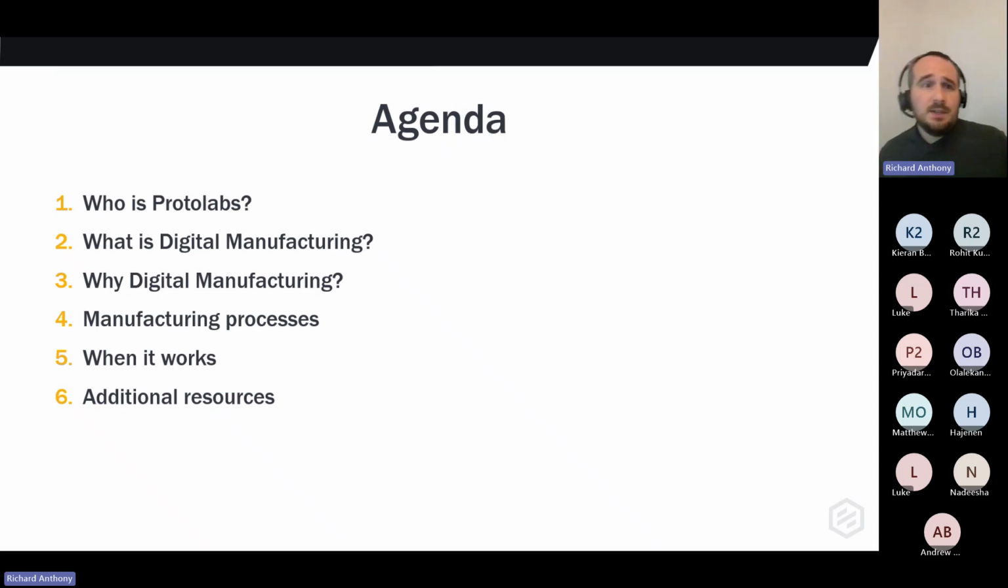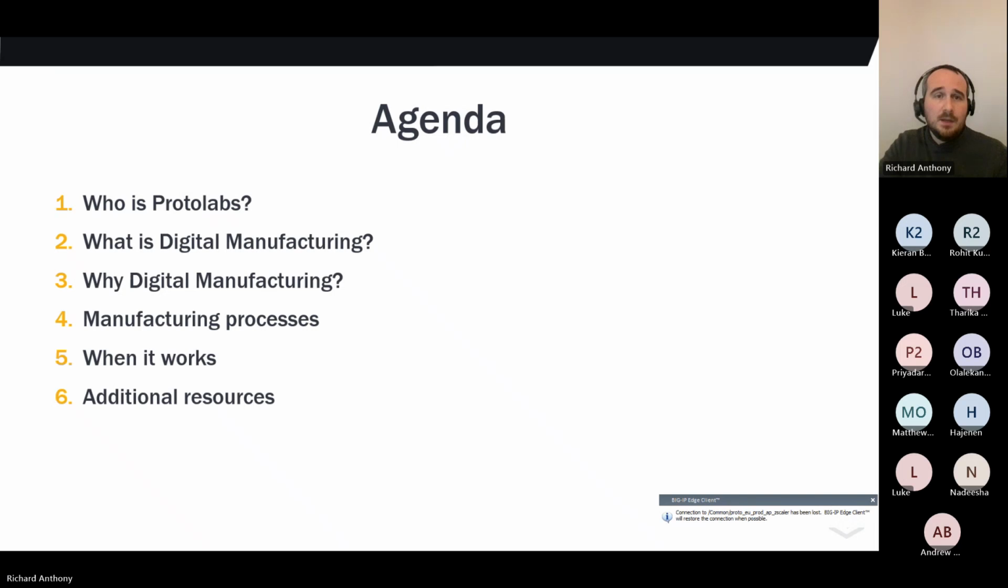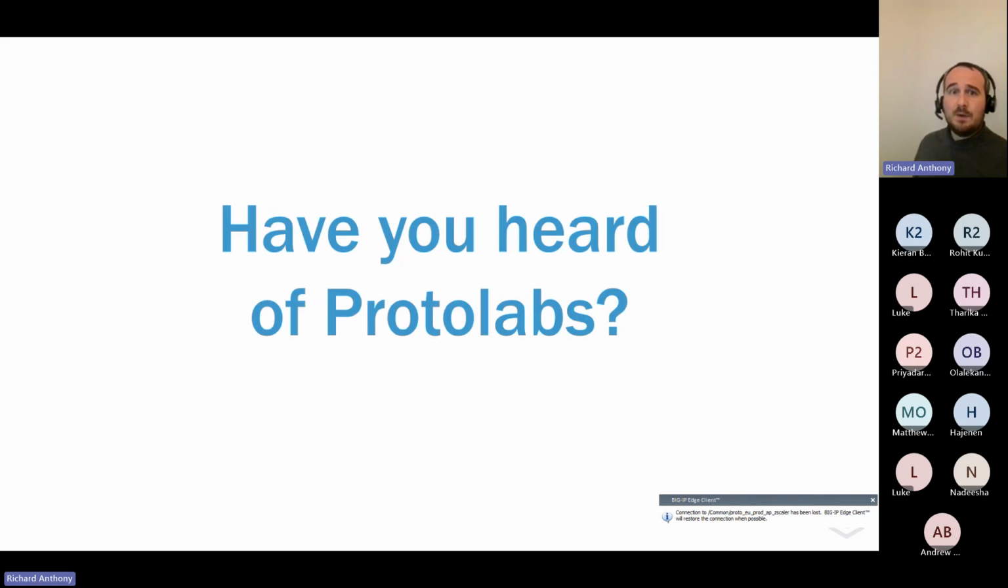So within this presentation, firstly, I'm going to explain who Protolabs are and what digital manufacturing is. So Protolabs does digital manufacturing. Briefly at the end, I'll talk about some case studies of projects that Protolabs have been involved with. And then right at the end, just pointing out some additional resources that we have on offer. So before I go on, has anyone had any dealings with Protolabs?